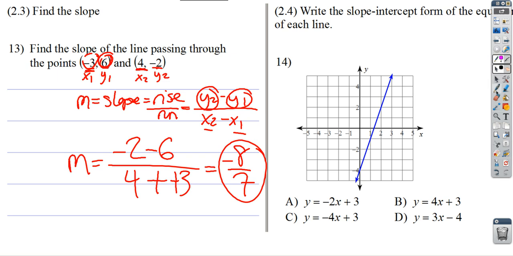Alright, this one says write it in slope-intercept form, which is, again, this right here. So first of all, the intercept is right here at negative 4, so I'm going to put a negative 4 right there. And the slope, it looks like we're going up 1, 2, 3, and over 1. So up 3 over 1. You could write that as 3 over 1, or you could just write it as 3, and that is the only option that fits, which is D.